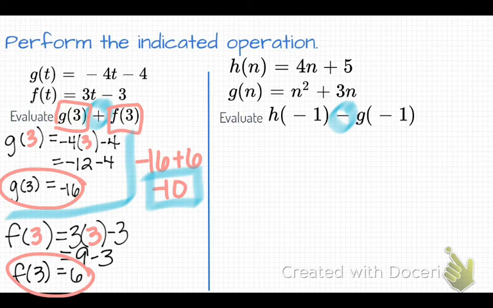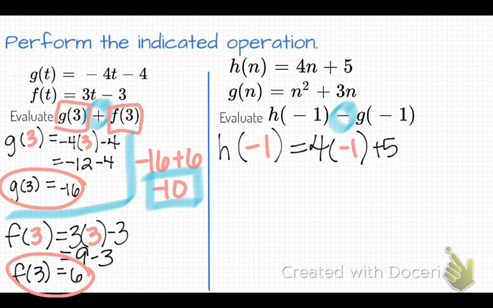Okay. So I have h of negative 1 equals, can you start filling this one in with me? Because I know what you're doing. 4 times negative 1 plus 5. What is 4 times negative 1?